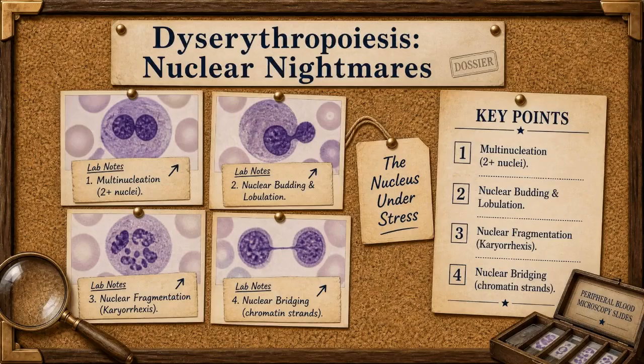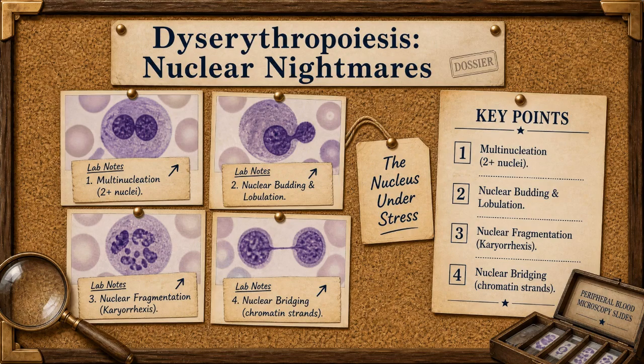Now, let's get even more granular and focus specifically on the nuclear abnormalities in erythroid precursors that are characteristic of dyserythropoiesis in MDS. These are some of the most striking and diagnostically significant features you'll encounter, and they really highlight the chaos within the nucleus of these developing red cells. First up, multinucleation. Instead of the typical single nucleus, you'll see erythroid precursors with 2, 3, or even more nuclei. This is a clear sign of abnormal cell division or nuclear segregation, where the cell attempts to divide but the nuclei don't separate properly. It's like a cellular identity crisis.